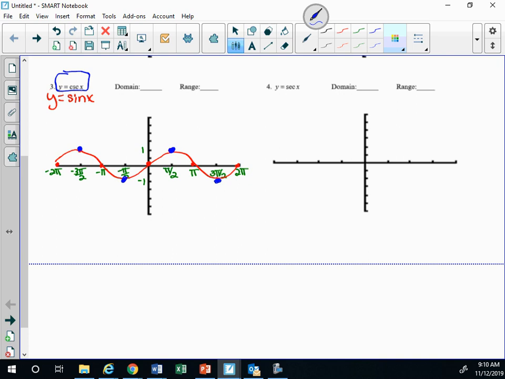Okay, now a couple other things that are important to think about. The other dots that we graphed from sine were at 0, right? What is the reciprocal of 0? Not 0. Undefined. What graphically shows us undefined? Like that. Yeah, an asymptote, right?